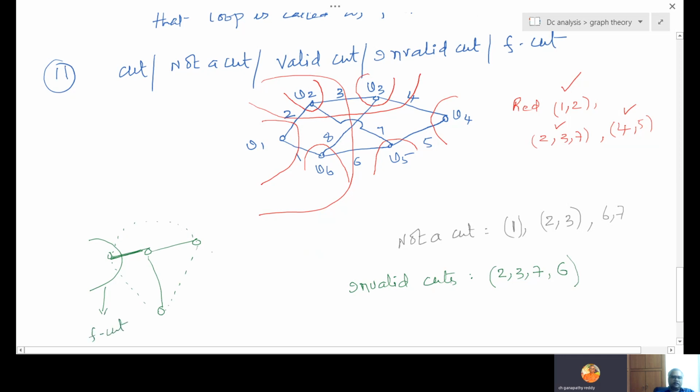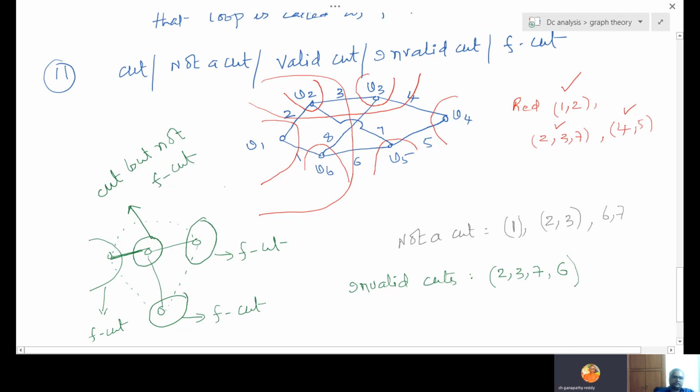This is a fundamental cut. This is also a fundamental cut. If it is cutting only one dark line, it is a fundamental cut. Whereas this is a cut only, but not a fundamental cut.